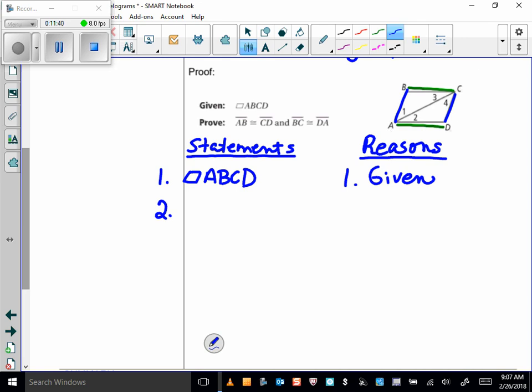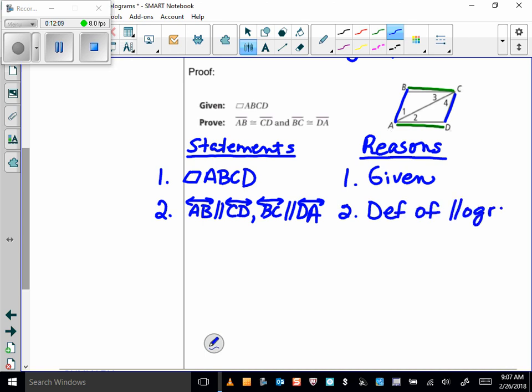We know that AB is parallel to CD. And I'm going to write this. I mean, this is the first thing I ever learned about a parallelogram, so I'm going to write it. And if that doesn't take me where I need to go, then I'll erase it and I'll write something else. BC is parallel to DA. And of course, the reason is the definition of parallelogram. That is the definition of parallelogram. A quadrilateral.